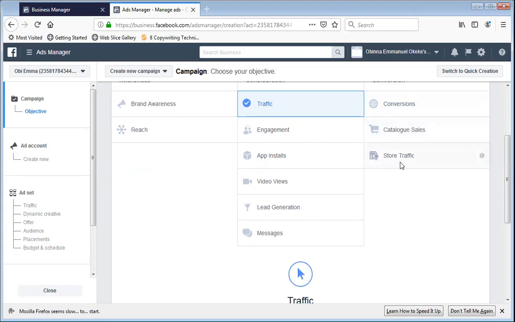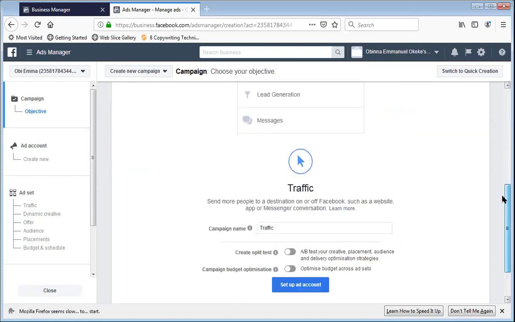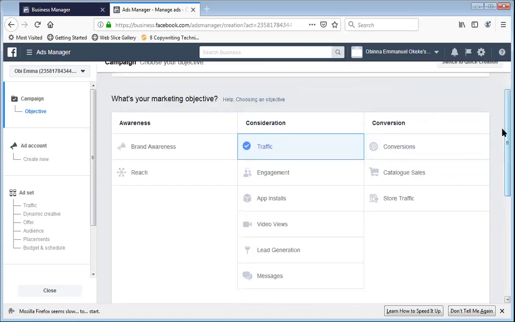The same with store traffic. It's almost the same with running a traffic ad. You are just drawing traffic to your store. Platforms like Amazon, Jumia, Konga, Shopify, eBay, AliExpress, I believe they run store traffic. They get so much traffic to their platform. So this is the first stage of setting up your Facebook advert.